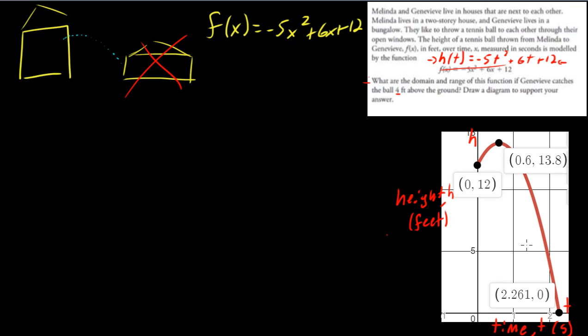But we have a problem here because Genevieve lives in the bungalow and she's actually going to catch it before it hits the ground. That kind of makes sense. So she's going to catch it at 4 feet above the ground. This is where you're going to need to make a decision. Is this a vertical line at 4, and that would be an x equals 4 case, or is this a horizontal line?